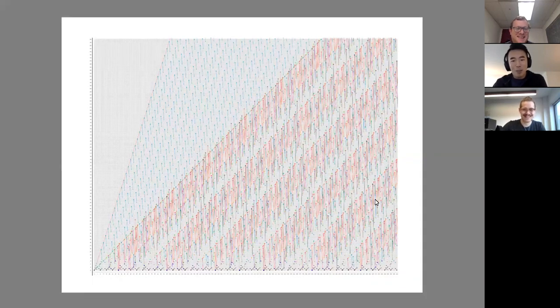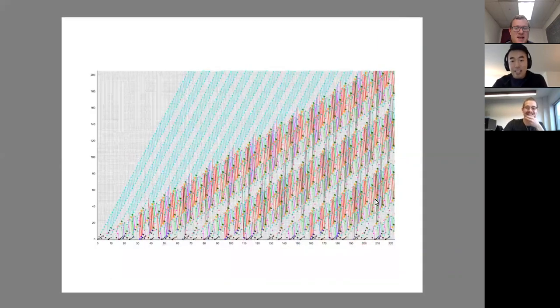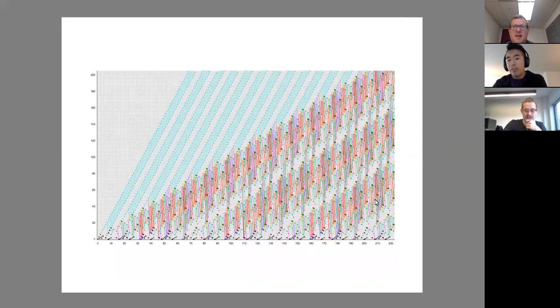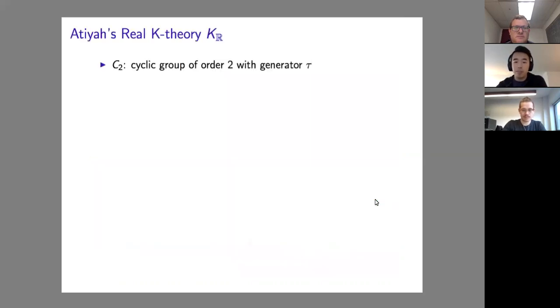So here's a spectral sequence. And here's another spectral sequence that I want to talk about. Now, these two spectral sequences, you can see they look kind of similar. And in fact, they are. They're both the slice spectral sequence of two different spectra. And the goal for today's talk is to explain what these two spectral sequences are.